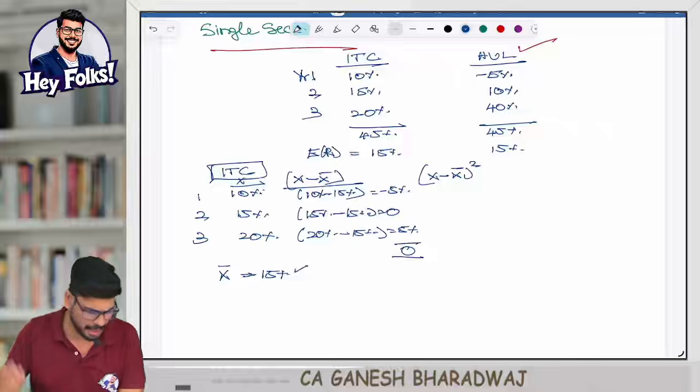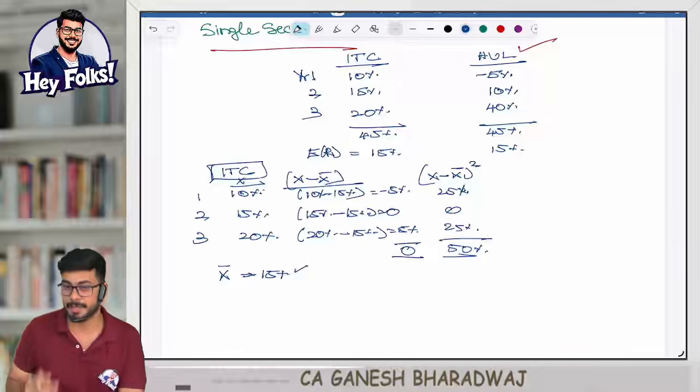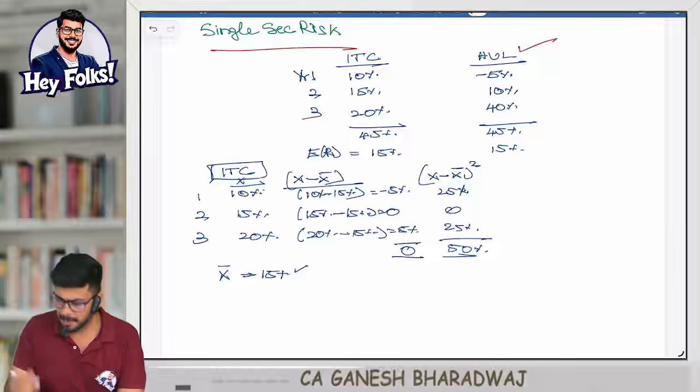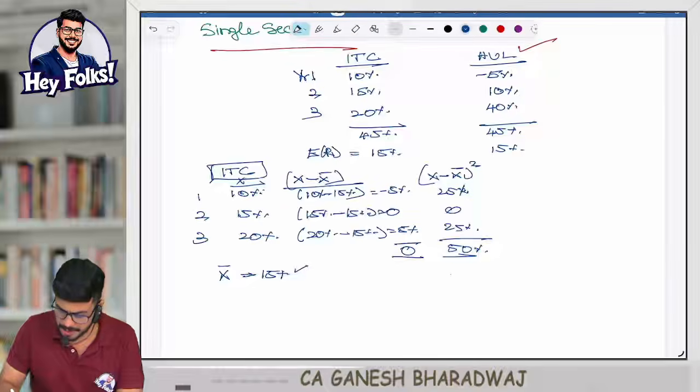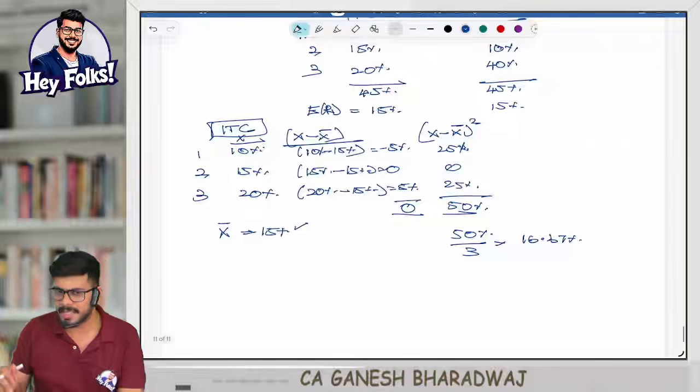So now what is this? Come on, guys, quickly, tell me the figures. It's going to be 25%, 0 and 25%. Add it up, you get how much? 50%. Now this 50 is for the sum total of 3 years. On an average per annum, how much is this? Can I say it's going to be 50% divided by 3? How much is it, guys? 50 by 3, come on, do it. How much do you get? So you get 16.67%.